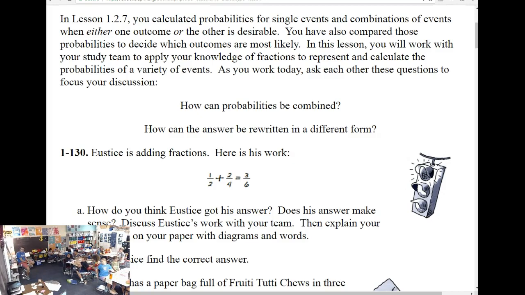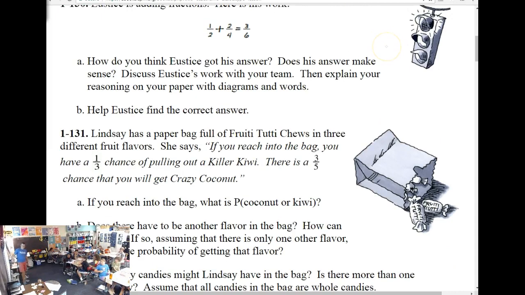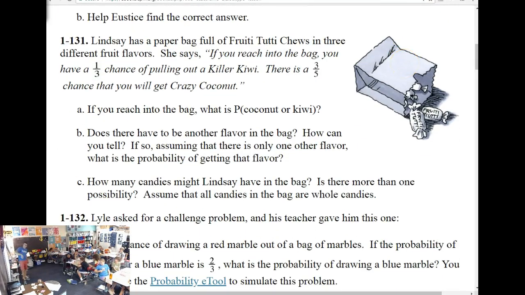What did Eustace do that we shouldn't? Yeah, he just went straight across without finding a common denominator. Now, here's what's frustrating. Still can't write. If we were multiplying, we'd go straight across, and 1 times 2 is 2, and 2 times 4 is 8, so 2/8, or we could reduce that to 1/4. If we were multiplying, it'd be a whole lot easier. So we're moving on beyond that problem.